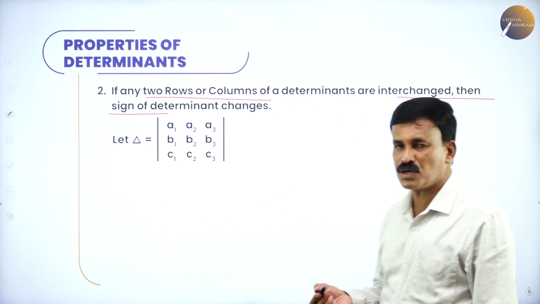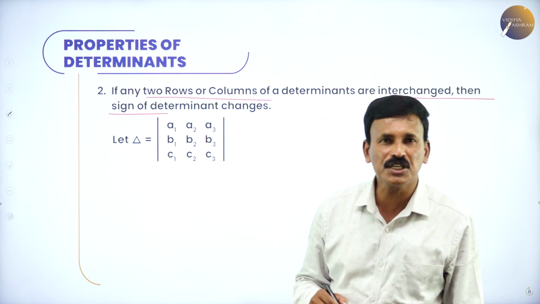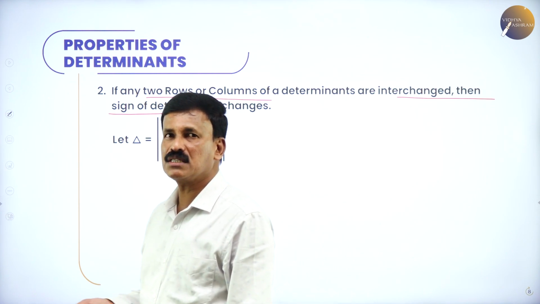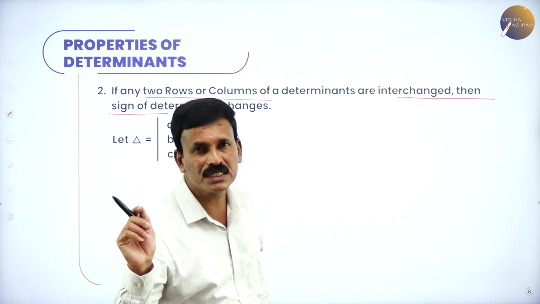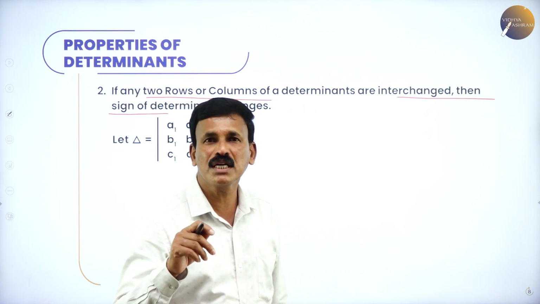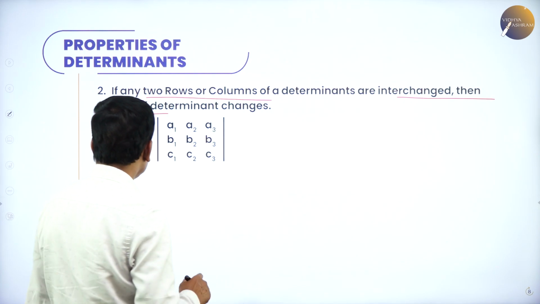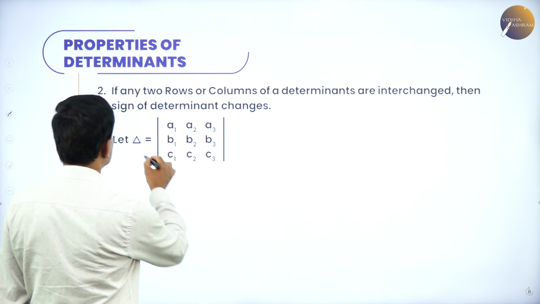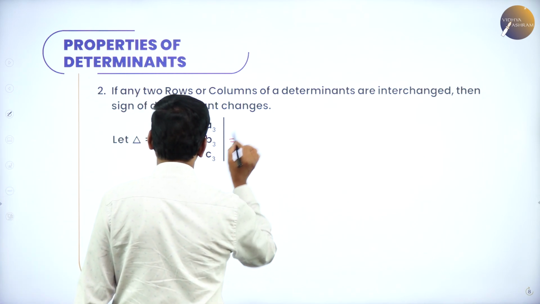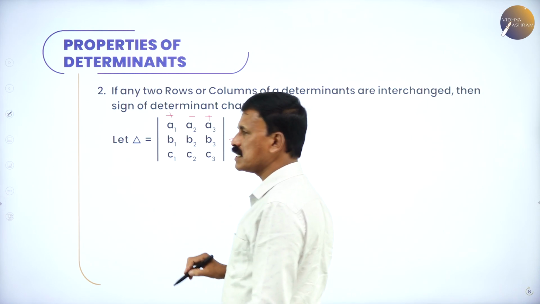Suppose you get positive, then after interchanging two rows or columns, it will become negative. Suppose it is negative, then the answer will become positive. So if two rows or two columns are interchanged, then the value of a determinant changes in its sign. Now let us verify this. Let delta be equal to this. Now come to the proof. Now let us simplify this. This is plus, minus and plus.